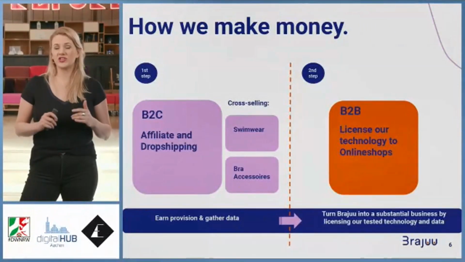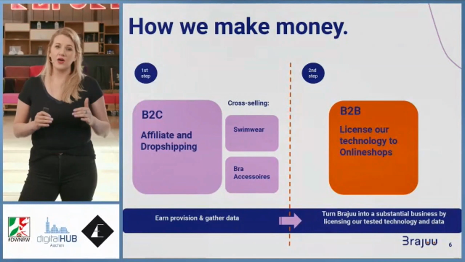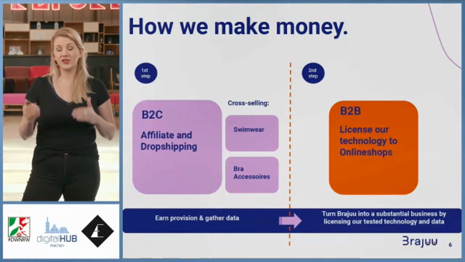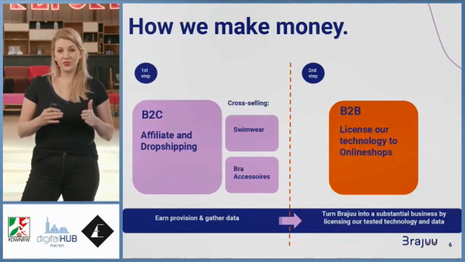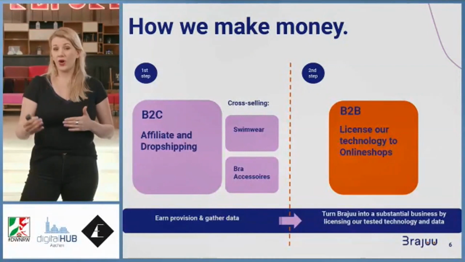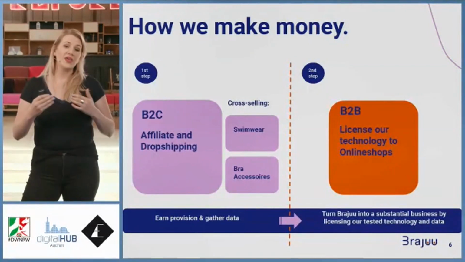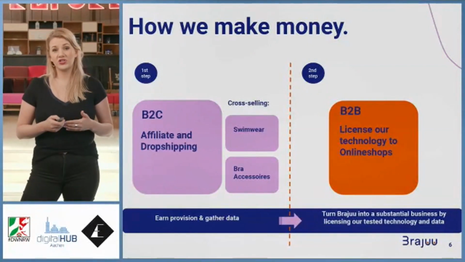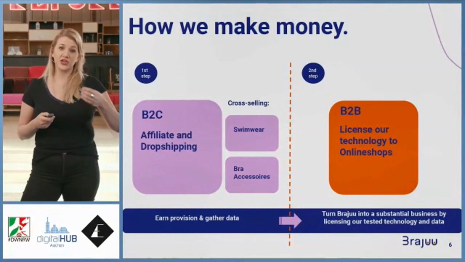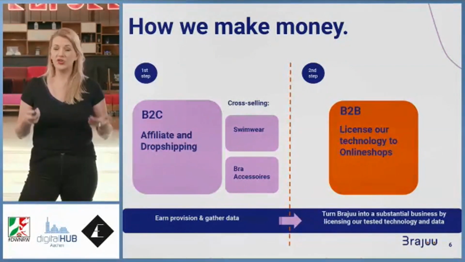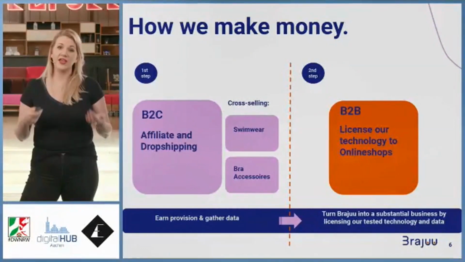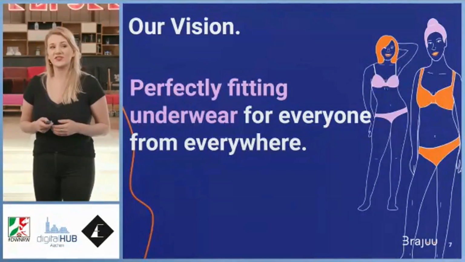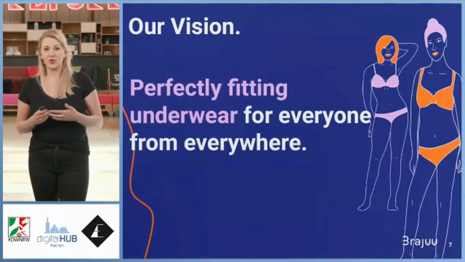Let me tell you how we are actually making money with this technology. Right now, we are operating in a B2C business model. This means we are targeting end customers, get them on our platform, they do our fit quiz, and then we recommend the right fitting bras for them. And when they buy something, we get a provision for that. In the long run, however, we want to monetize our technology with other businesses and license our technology and integrate it in large online stores so we can reach as many people as possible and help them find bras that really fit their body. Our vision is perfectly fitting underwear for everyone from everywhere.